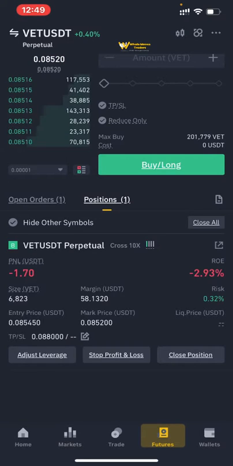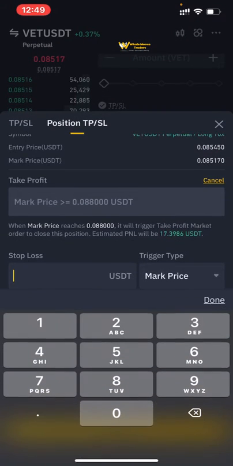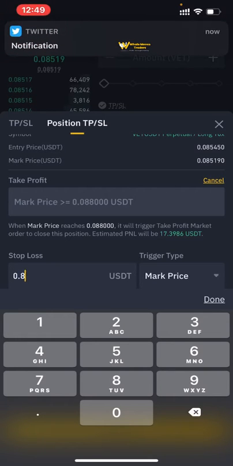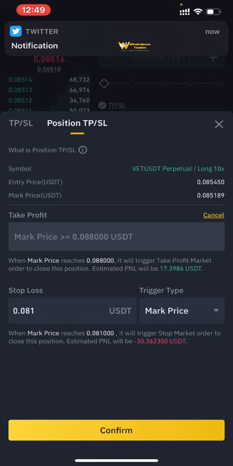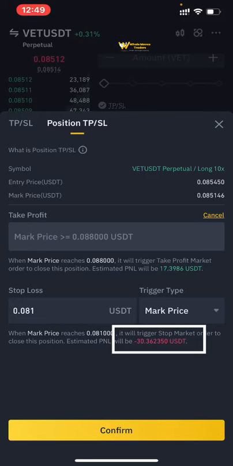But we can lose quite an amount of money on this. I don't really set my stop loss, so I'm going to do that right now. The stop loss is going to be 0.081, sorry, 0.081, and I'm going to lose around $30, which is crazy. Normally it shouldn't be like this, but we are trying to put a stop loss that we are certain the market will not reach that level. That's what we're trying to do.